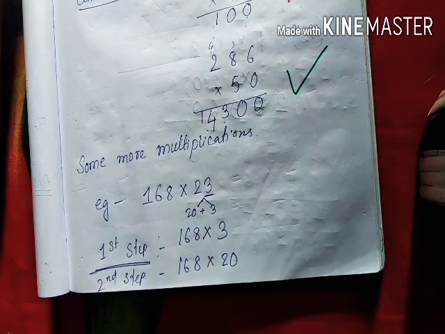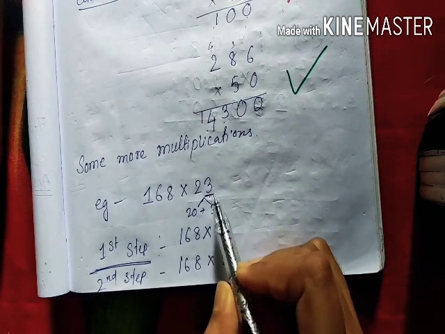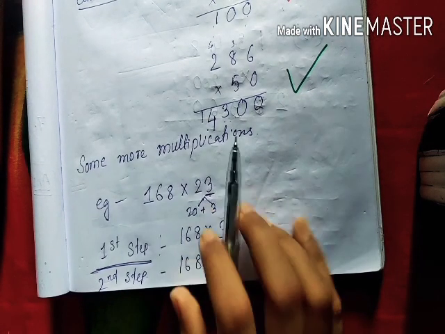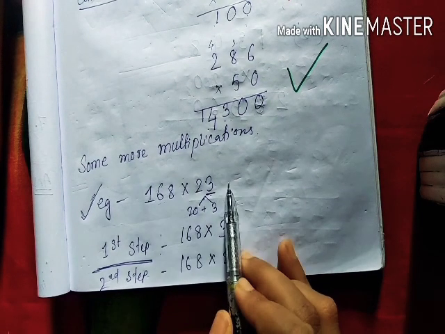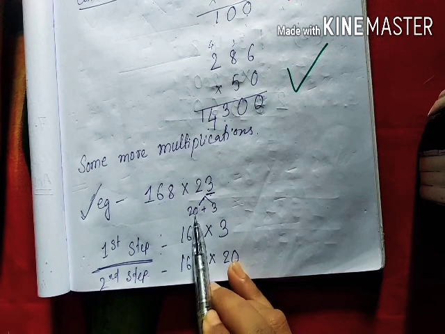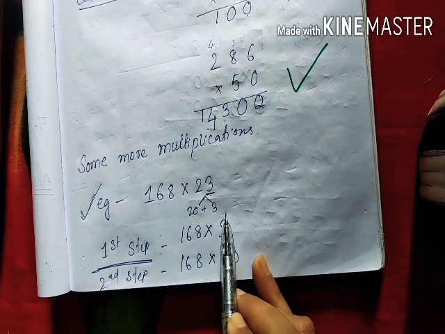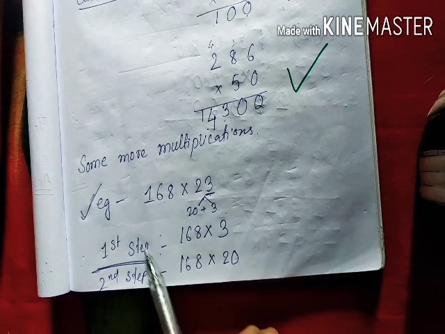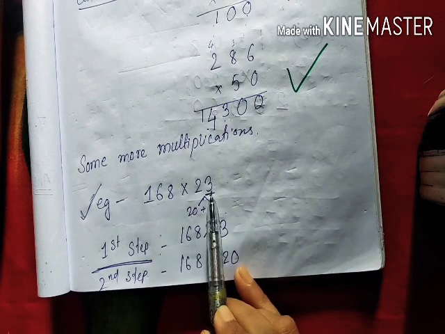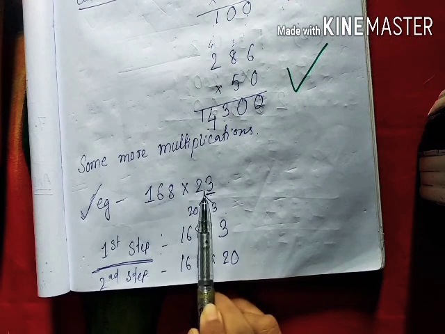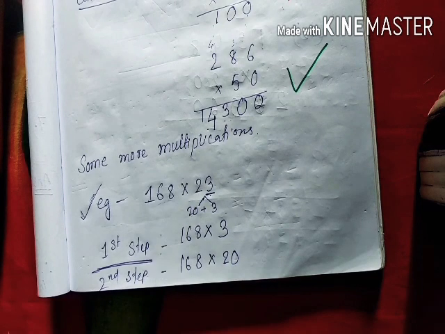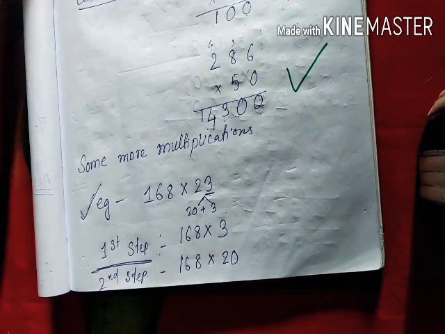Now if in ones place some other number is there, okay, some more multiplication, I'll show you. Example I have taken here, 168 into 23. Okay, so 23 we can write as what? 20 plus 3, right students? So first step is we have to start with what? Ones place. So 3 has to be multiplied with this, and second step 20 has to be multiplied with this, right students? So let's see how it is.